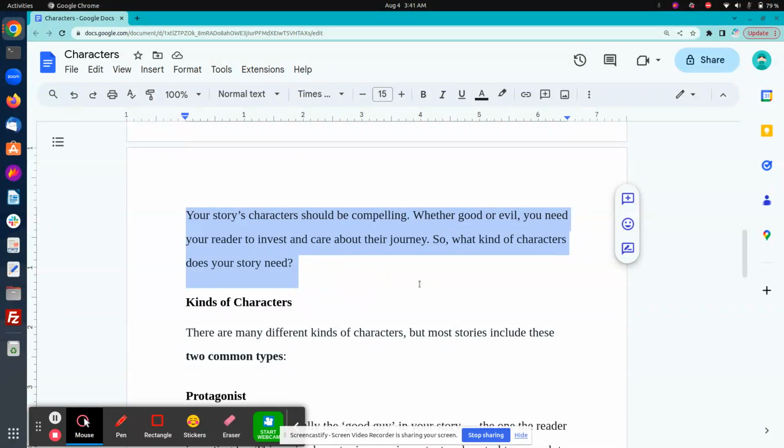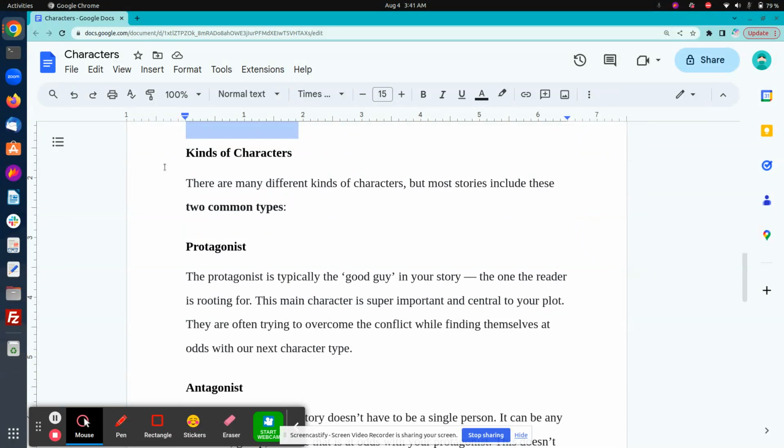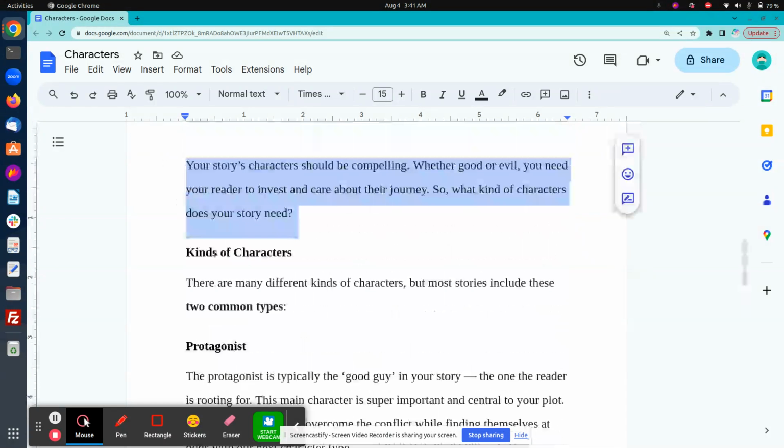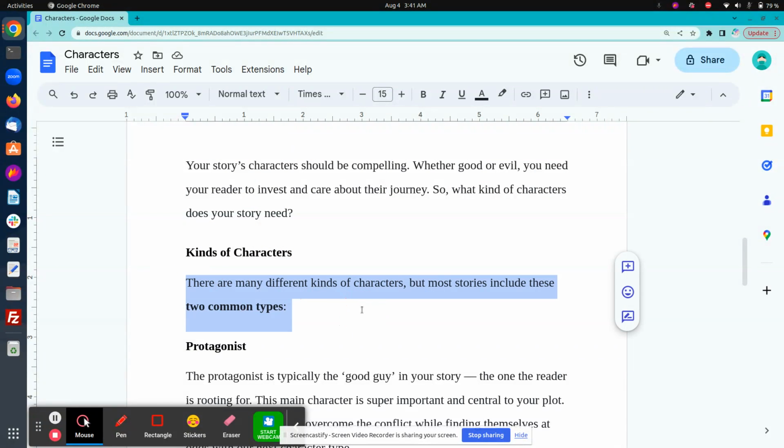Your story's characters should be compelling, whether good or evil. You need your reader to invest and care about their journey. So, what kind of characters does your story need? All right. So we're going to try to comprehend what sort of characters a story must have. There are many different kinds of character, but most stories include these two common types. As I told you earlier, we have dynamic, flat, round, and etc. But the majority of stories contain protagonist and antagonist.